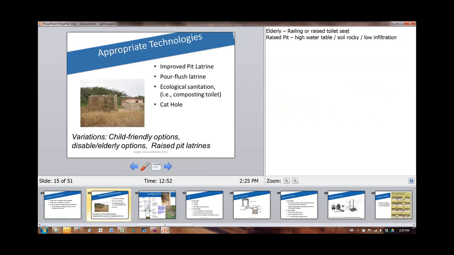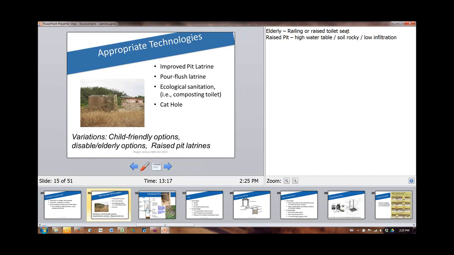Okay, so let's talk a little bit about what technologies you can use for latrines. We can first go with an improved pit latrine, which is just a hole in the ground with a way to get rid of the odor. A pour flush latrine is one like we would have here in the West. Ecological sanitation, or basically a compost in the toilet. And then where you have no latrine, you can dig a cat hole.